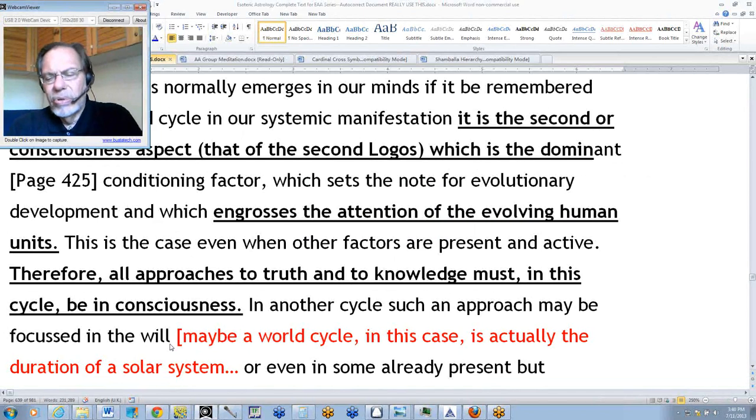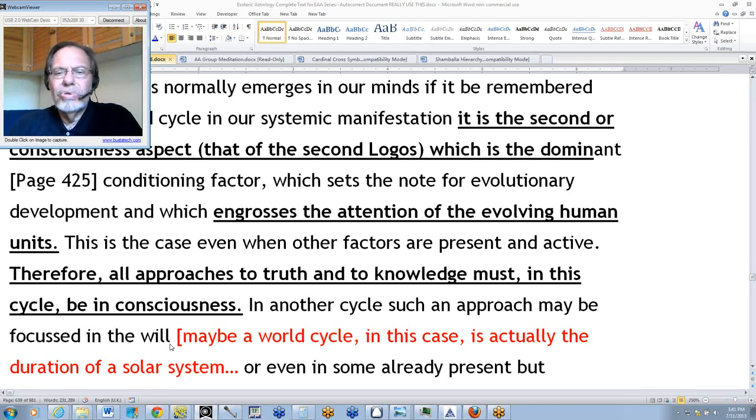And as I said, I think our solar logos will then at that time have a first-ray personality. He won't change his soul ray at second, and he can't change his monadic ray under normal circumstances. So this is the case even when other factors, that is, other rays and other aspects of divinity, are present and active. The third aspect of divinity is the primordial ray for our solar system, and it is present and active. But the attention is engrossed by the evolution of consciousness.